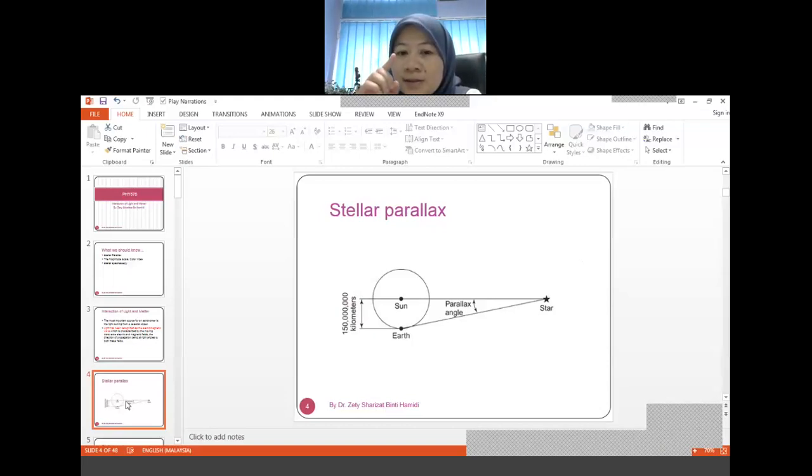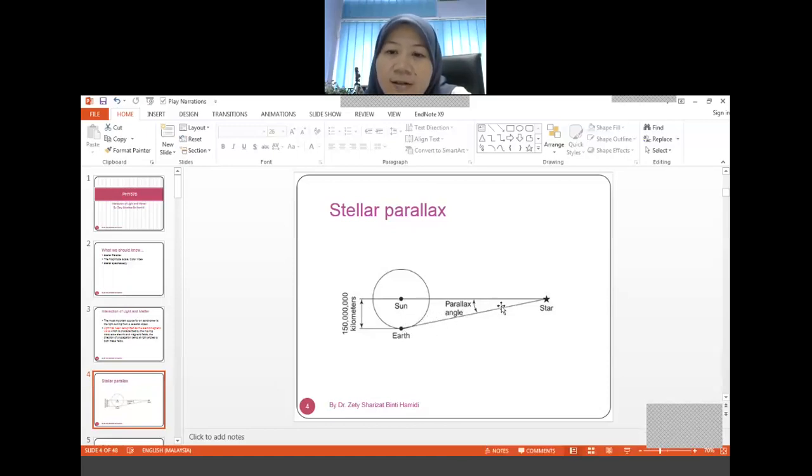Based on trigonometric parallax, we can get the parallax angle. This is the distance of 1 AU, which is between the Earth and the Sun, and then we can also get the angle of the star between the Sun and the Earth. We can detect from there, and this is the starting point for measuring the distance of the stars.